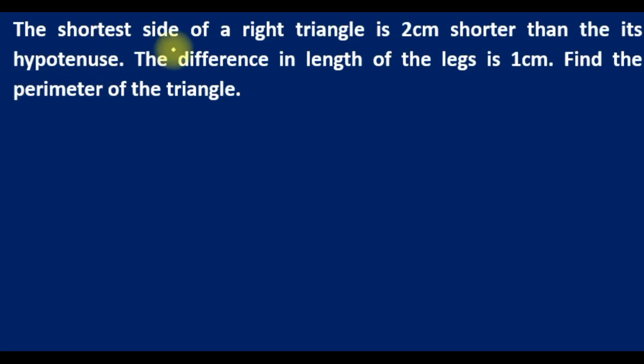The shortest side of a right triangle is 2 cm shorter than its hypotenuse. The difference in length of the legs is 1 cm. Find the perimeter.